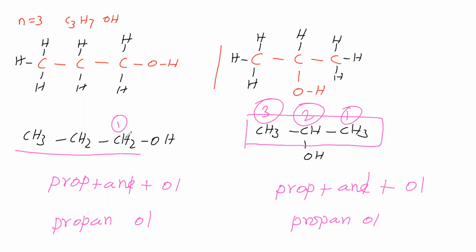Here the alcohol is attached to the first carbon. Therefore, we can say propan-1-ol. Here the alcohol group is attached to the second carbon. Therefore, we can say propan-2-ol. This propan-1-ol and propan-2-ol are position isomers. So for C3H7OH, position isomers are possible.